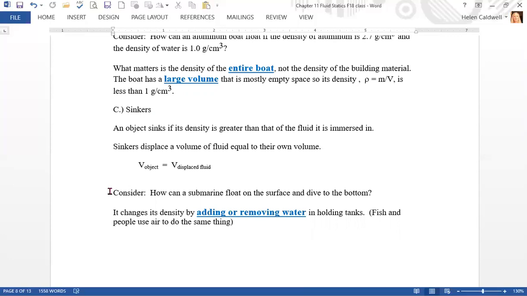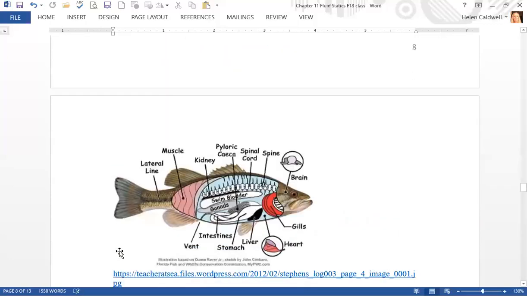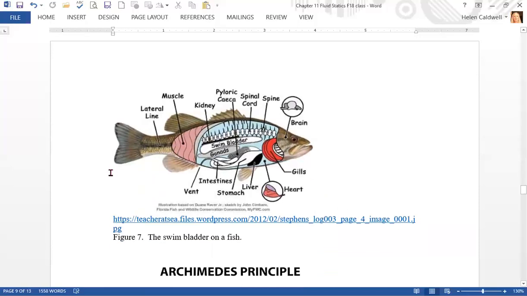Fish change their volumes using an air bladder. And in fact, humans change their volume when you want to float. If you've ever tried to float, you will notice that you inflate your lungs just a little bit. If you completely exhale while you're trying to float, you will sink. So we change our volume. Submarines change their mass, people change their volume. Figure 7 shows you just a little graphic of the swim bladder on a fish. It's a little place where air can be held to change the density.